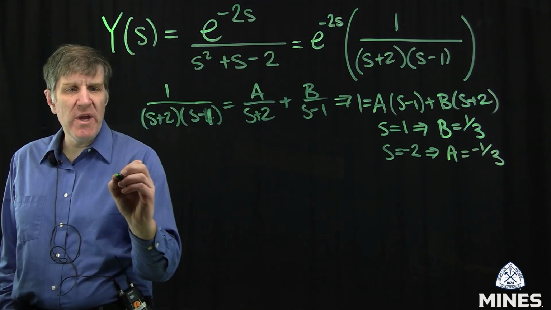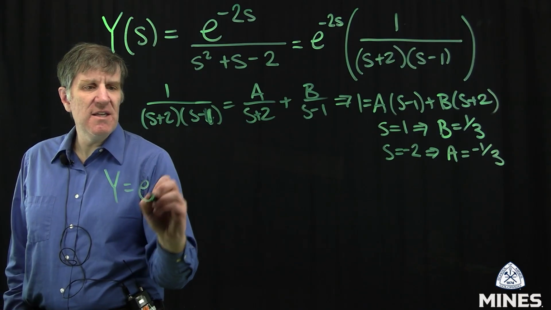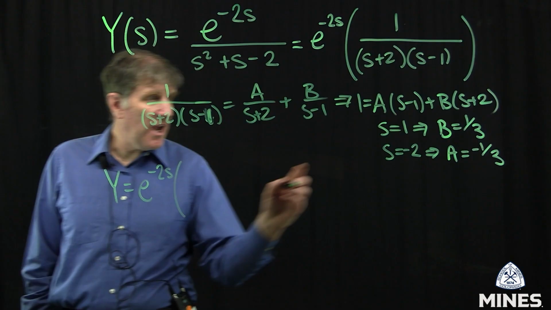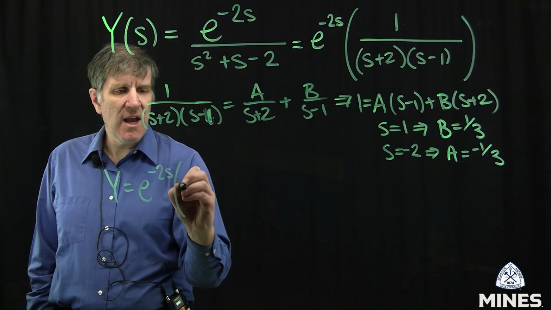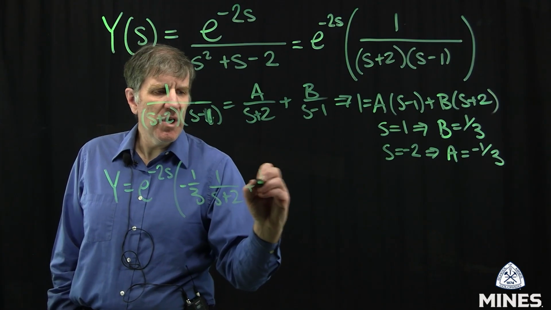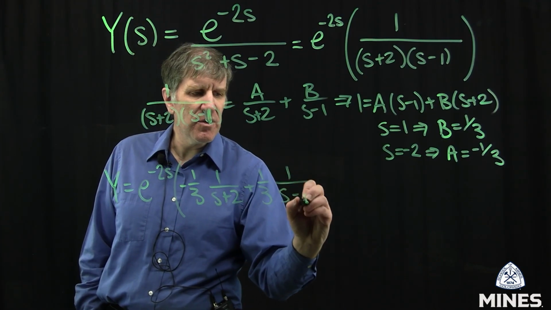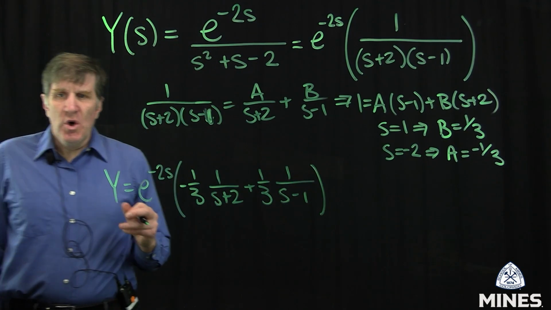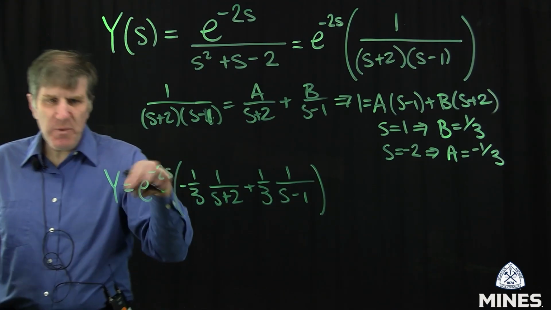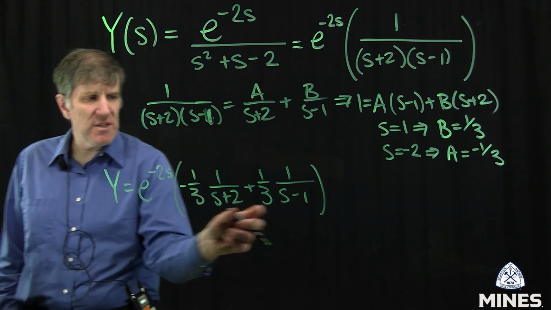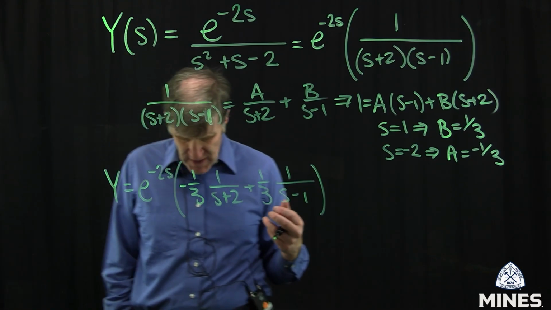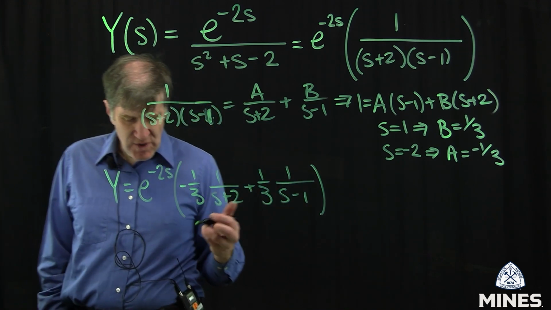So now what do we have? We have capital Y is e to the minus 2s times, with our partial fraction decomposition, negative 1/3 times 1 over s plus 2 plus 1/3 times 1 over s minus 1. We have something that is now ready for the table. We got that exponential still there, but the rest of this is something we could invert with the table, the exponential line on the table, whatever line that is. So we go ahead and do it.